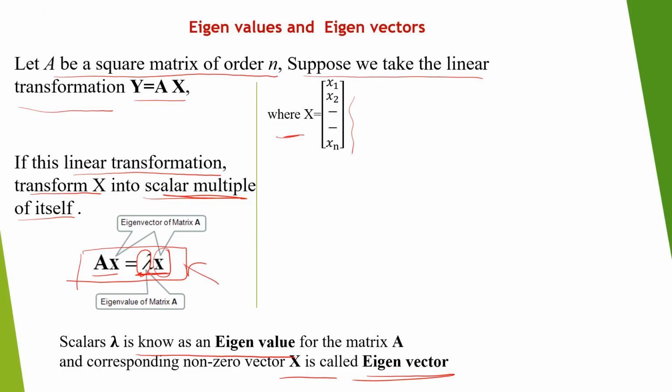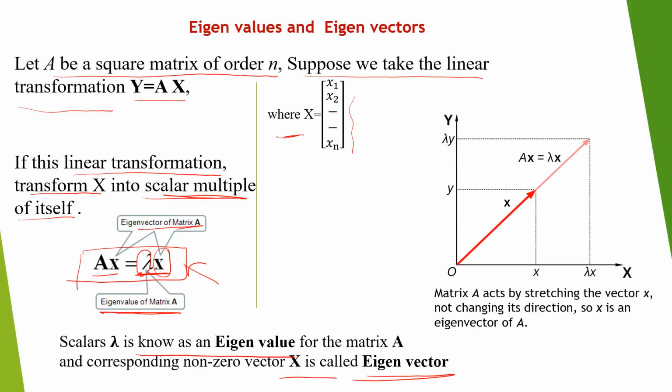And this lambda is what? The eigenvalue of the matrix, and this x is the eigenvector of that matrix. The physical interpretation in terms of a vector: suppose we have a vector x in a certain direction. A matrix A acts by stretching the vector x to that point, but not changing its direction. The direction is the same as the vector x. So that x is an eigenvector for that matrix A.